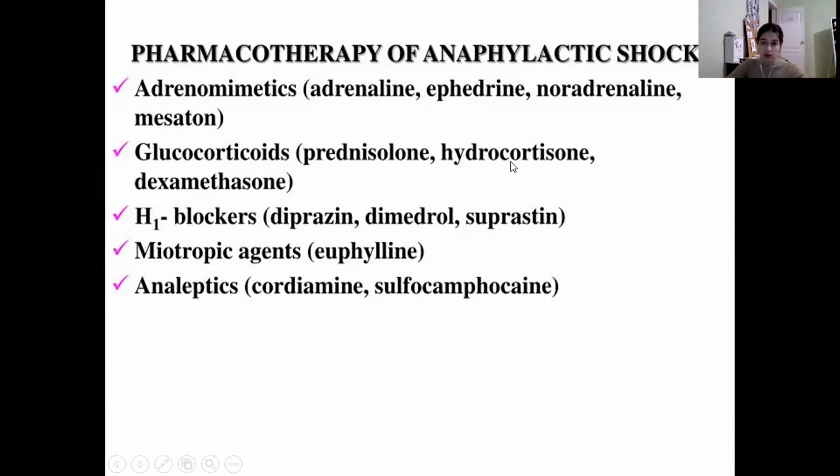Glucocorticoids, prednisolone, hydrocortisone, dexamethasone, because these drugs are against allergic reactions. H1 blockers, again, to block histamine allergic effects. Myotropic agents, like theophylline, to dilate and relax the bronchi. And analeptics like cordiamine and sulfocamphocaine. This is for stimulation of the breathing center and the vasomotor center, so as to constrict the blood vessels more.